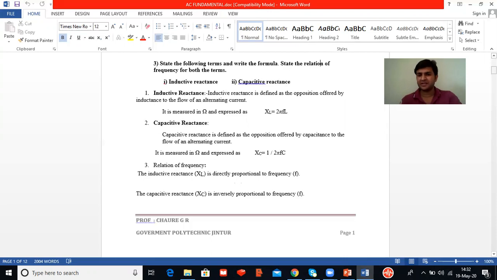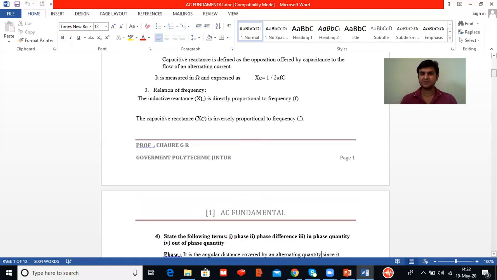In case of capacitive reactance, XC is inversely proportional to the frequency. XC is equal to 1 upon 2 pi FC. For both inductive reactance and capacitive reactance, the unit is the ohm. We have seen the definitions and the relation of inductive and capacitive reactance with frequency. Inductive reactance is directly proportional to frequency, and capacitive reactance is inversely proportional to frequency. This is a 2 marks question.